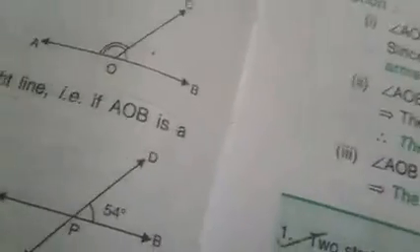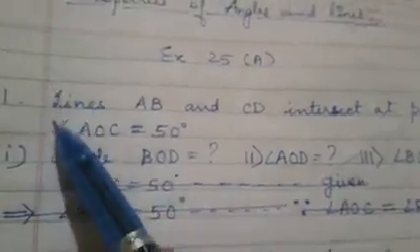Take care of the figure also. Figure is very important in mathematics. So lines AB and CD intersect at a point. If you write this once, no need to rewrite again and again. Angle AOC is 50 degrees. So these two points are given. Then I have written angle BOD, angle AOD and angle BOC.